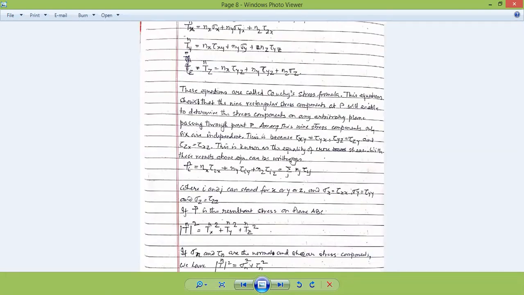Now, the equation shows there are 9 variables like sigma x, tau yx, tau zx, tau xy, sigma y, tau zy, and tau yz, tau xz, sigma z. This will be tau zx and tau yz. This is wrong. This is z. It should be zx, not yz.